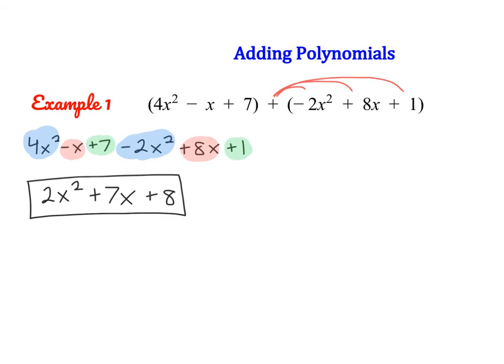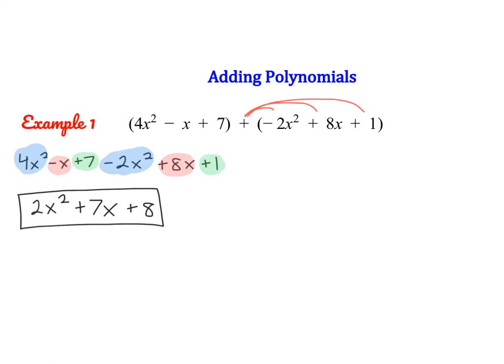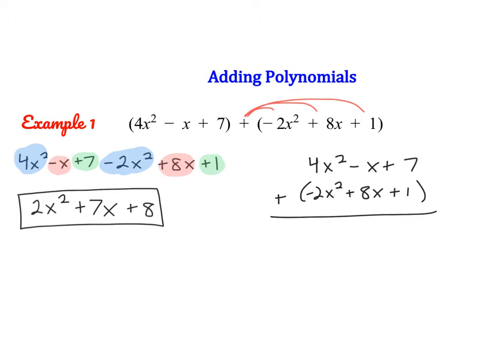Now another way that some people like to set up these problems is lining them up vertically and then doing addition in that way. I can take these two polynomials and rewrite them on top of each other like this. And then I'm going to add negative 2x squared plus 8x plus 1, and add vertically like this. I'm first going to add my x squared term, so I have 4 plus negative 2, which leaves me with 2x squared, and then I have negative 1 plus 8, so that leaves me with 7x, and then I have 7 plus 1, which is 8.